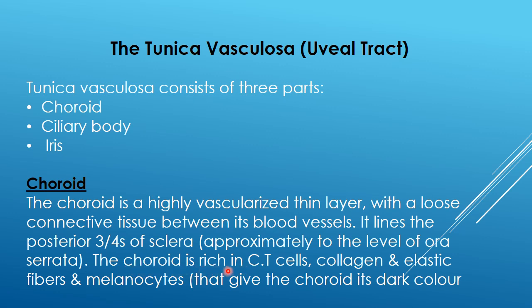So the choroid is rich in connective tissue, collagen and elastic fibers, and melanocytes. Because of the presence of the melanocytes, as well as the high vascularity and rich amount of blood vessels, this gives the choroid a dark color as compared to the sclera, which is a white opaque colored fibrous component.